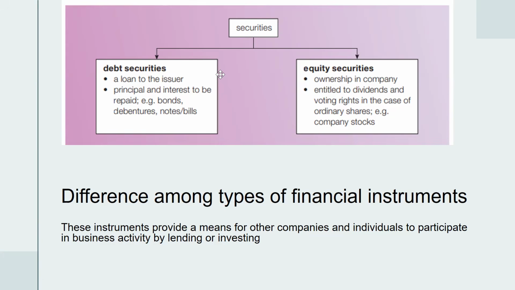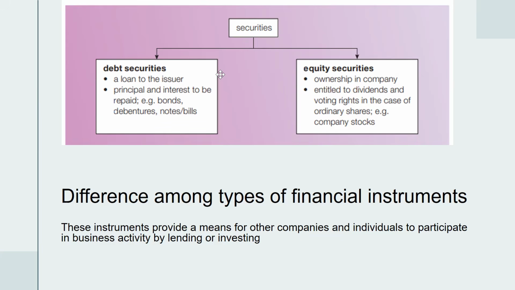So bonds, debentures, notes, things like that, treasury notes, etc. Those are considered debt securities. Equity securities provide ownership. Once you take part in an equity security, you now own something and you will get paid in dividends. So every year you'll get paid a value of the shares that you bought. So ordinary shares, preference shares, once you buy shares in a company, that is considered an equity security.